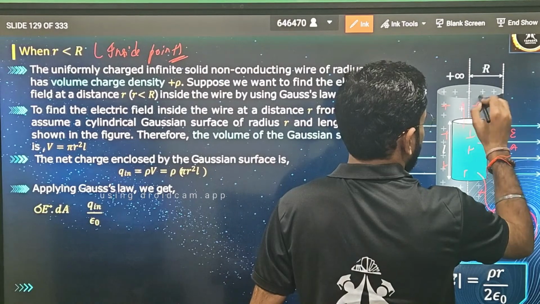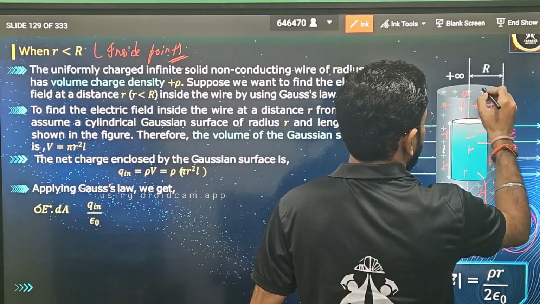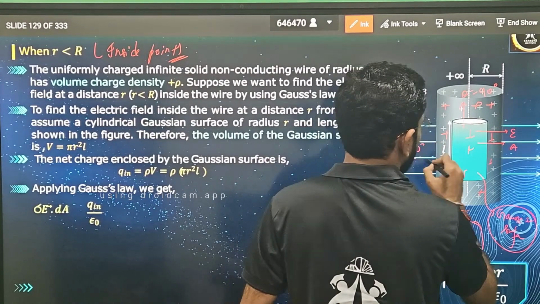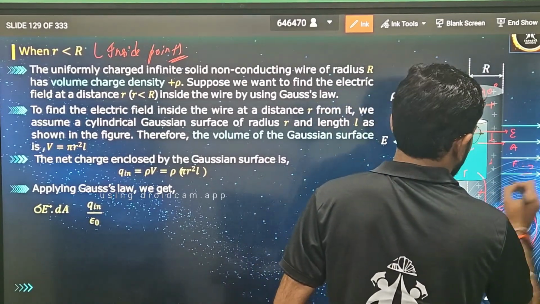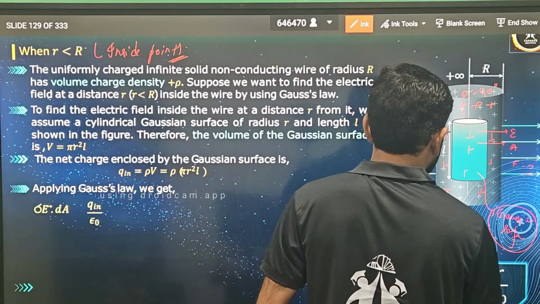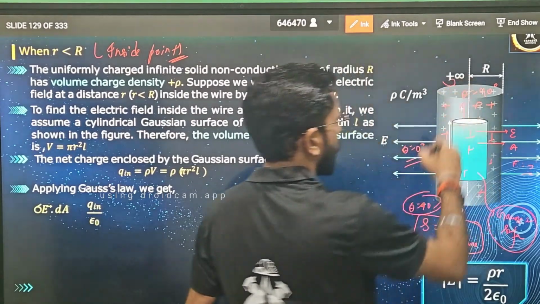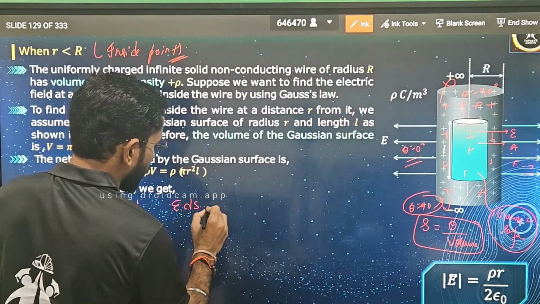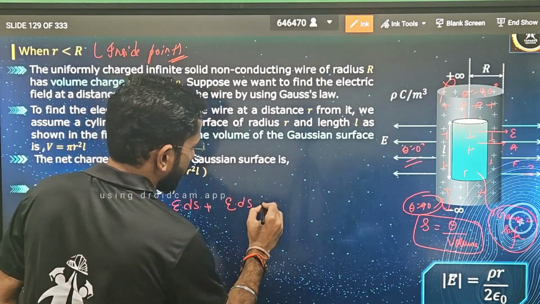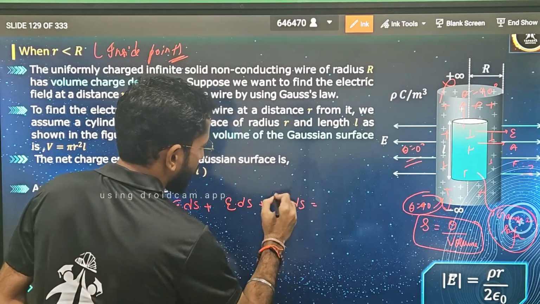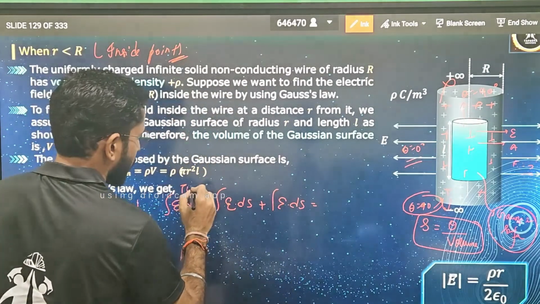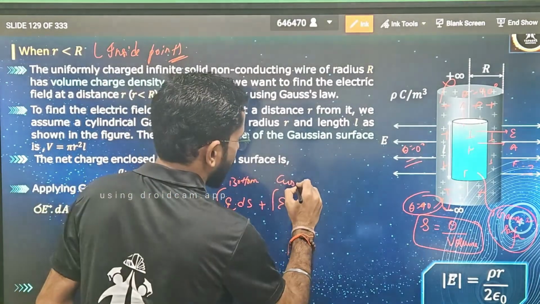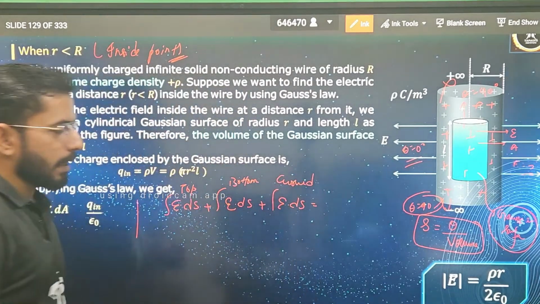Here the angle theta is equal to 90 degrees, and here theta is equal to 0 degrees. Here also theta is equal to 0 degrees, and at the bottom theta is also 90 degrees. So the contribution for the top and bottom will be 0. I will simply write the integral of E dot ds plus E dot ds plus E dot ds, for the top, the bottom, and the curved area, correct?